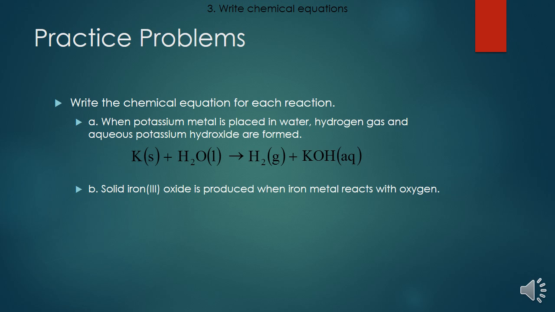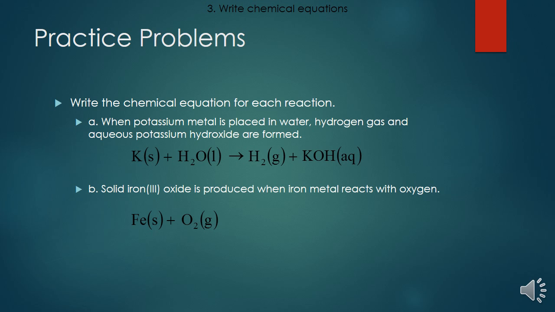Notice how the sentence is written here. We're told that that substance is produced when something else occurs. So this is the product. Our reactants here are iron metal and oxygen. So iron metal, again, that would be a solid. We just talked about that in the last example there. And it's reacting with oxygen, so plus O2 gas.